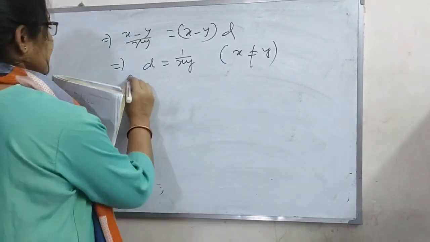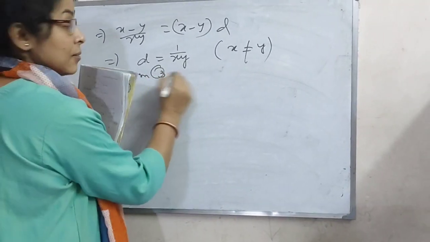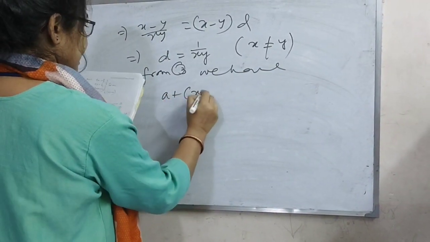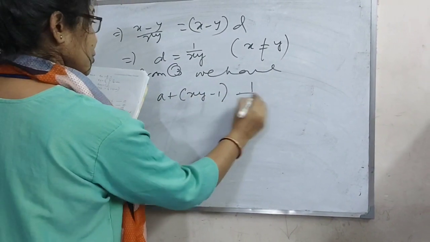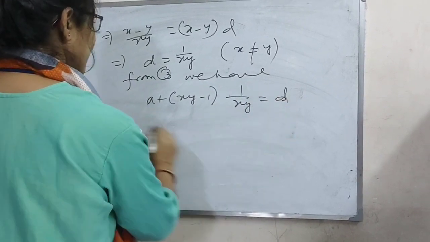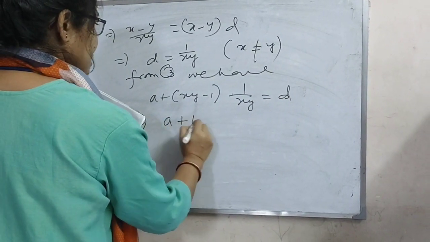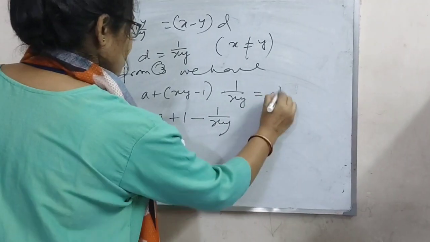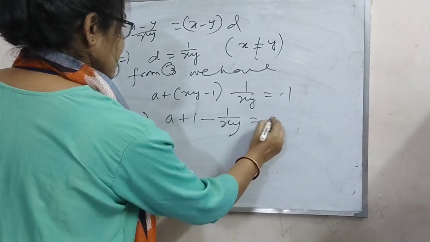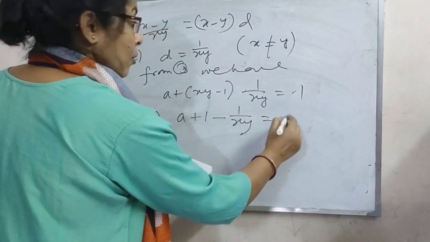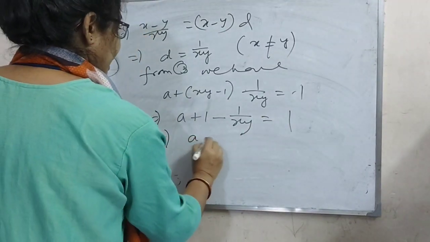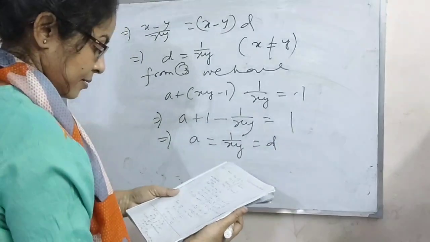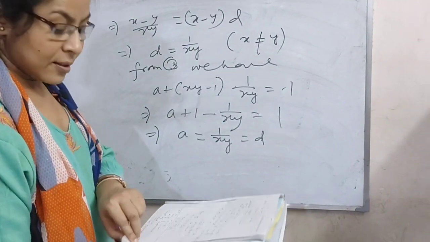From 3 we have A plus xy minus 1 into 1 by xy, equal to 1. So A plus 1 minus 1 by xy, this equals 1. So A equals 1 by xy, equal to D, right?